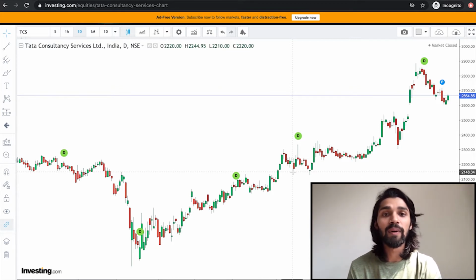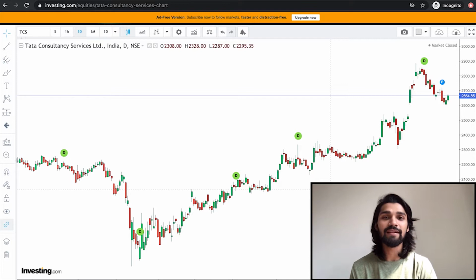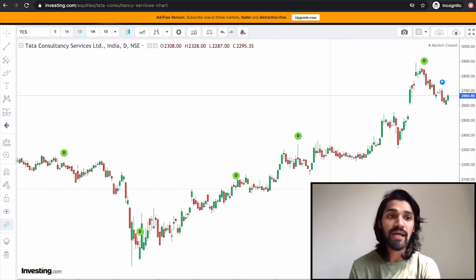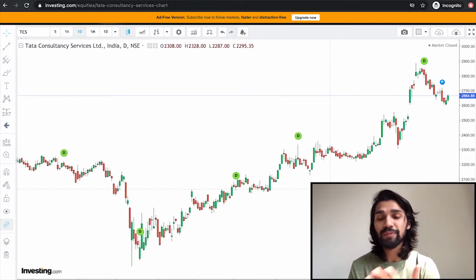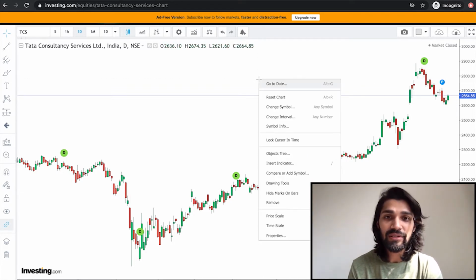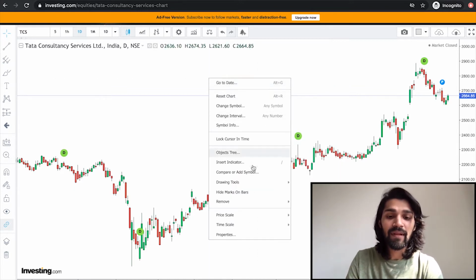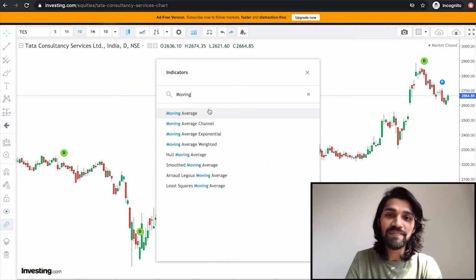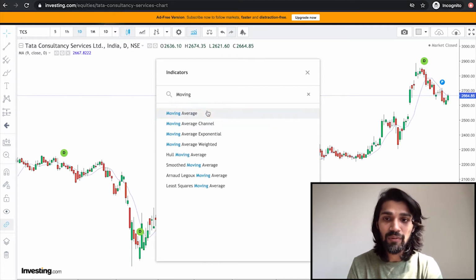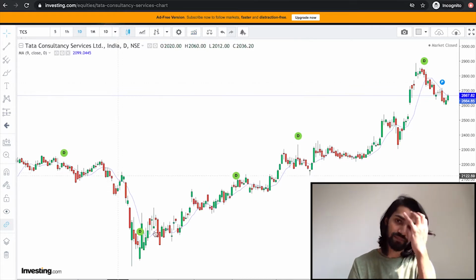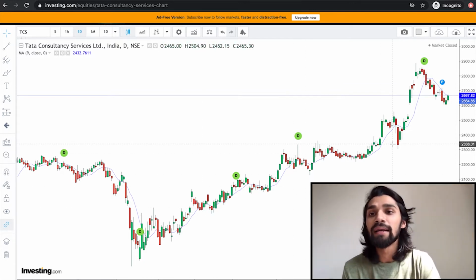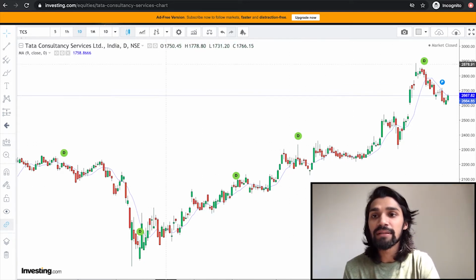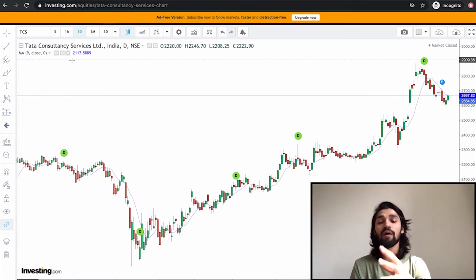The first indicator that we are going to learn about is the moving average. As I said, the moving average can be simple moving average and exponential moving average. So what you do here is you right click, you go to insert indicator, and you type moving average. So the moving average here is the simple moving average that I was talking about. Once you click this, you see this line that has come here, right? And you see this indicator here which has been set on this chart.